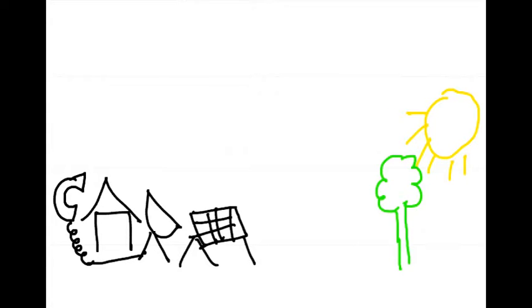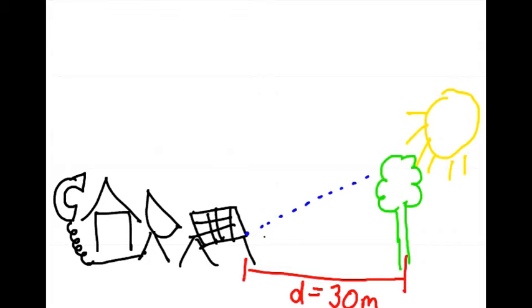And without too much difficulty, there are two things that we can measure to help us find the height of this tree. First up, we can measure the distance, and we'll call it D, from the solar panels to the tree. And we're going to say that this is 30 meters for this example. We can also measure the angle of elevation from the solar panels to the top of the tree. I'm going to call that angle theta.